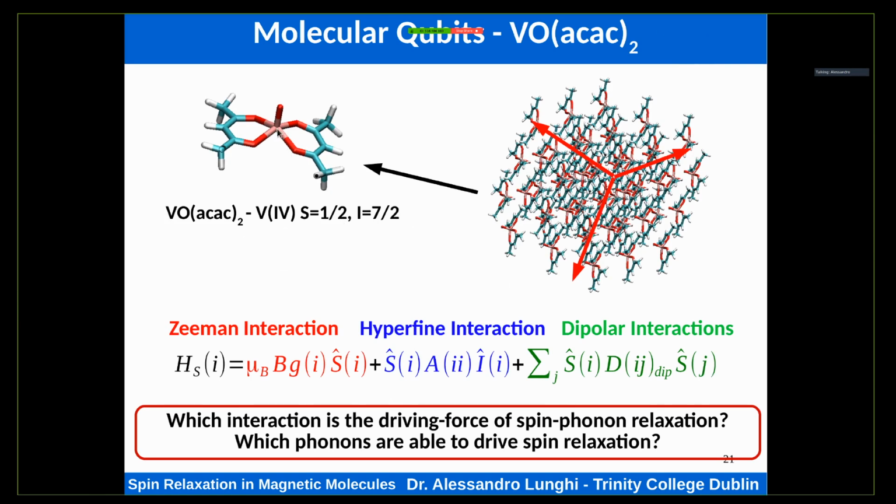And vanadium also has a nuclear spin, so there will be a nuclear spin 7/2 interacting with the electronic one. To model these interactions, we need a spin Hamiltonian that contains at least these three terms. The first one is the Zeeman interaction that describes the interaction between the external field and the electronic spin. Then we have the hyperfine, which is the interaction between the electronic spin and the nuclear one. And finally, we can also include the dipolar interaction inside the crystal.